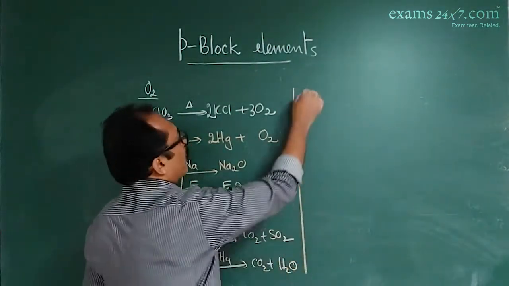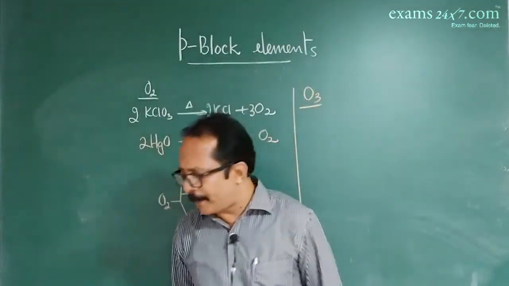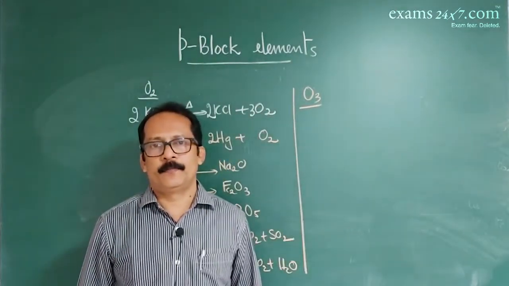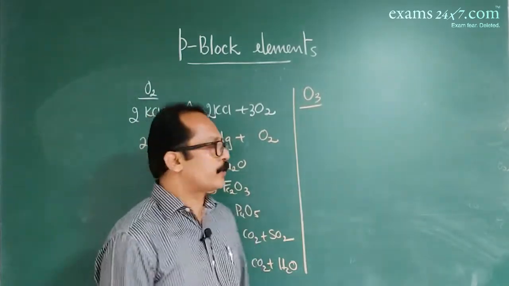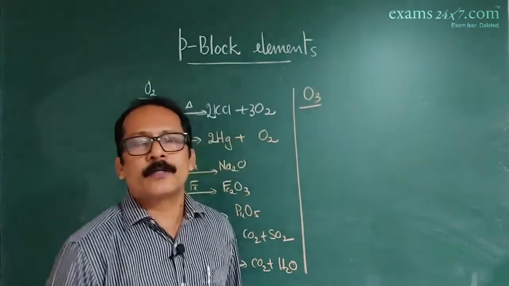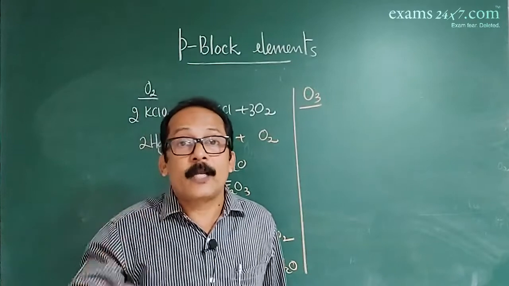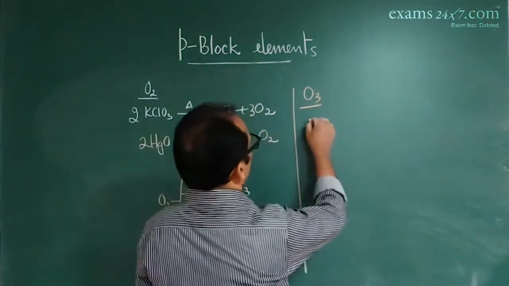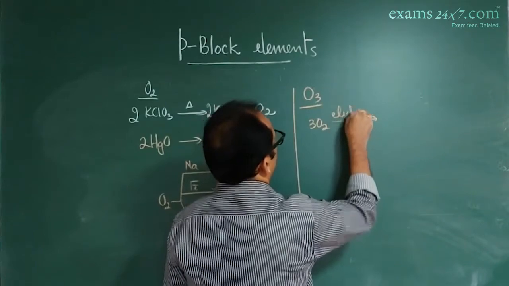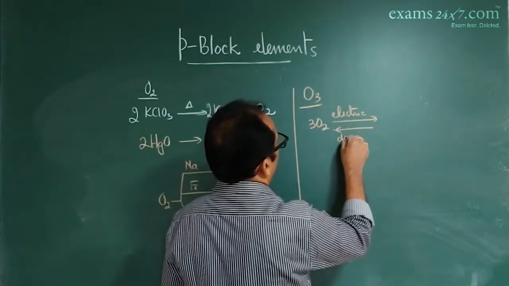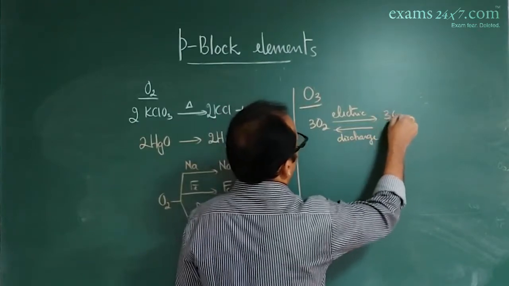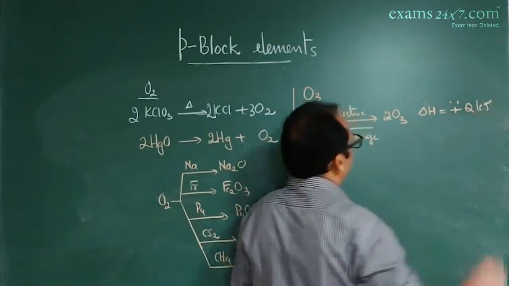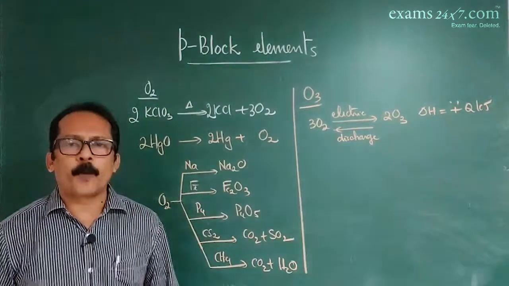Now, another compound of oxygen is ozone, O3. About the preparation of ozone, oxygen is subjected to silent electric discharge in a discharge tube, where oxygen is converted into ozone. The reaction is endothermic, heat is absorbed. Therefore, the reaction is carried out in silent electric discharge, otherwise ozone further decomposes to give oxygen. 3O2 in silent electric discharge gives 2O3. Delta H is positive. The reaction is endothermic.